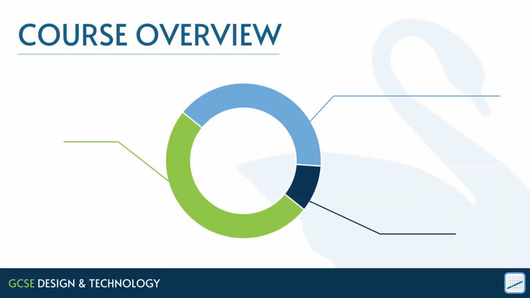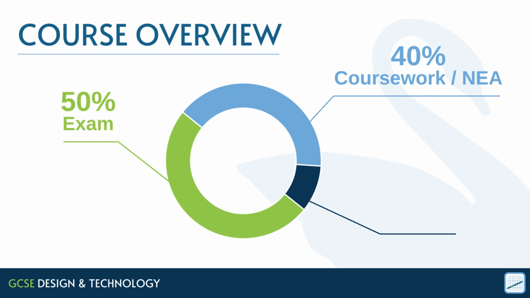Okay, so what's the course overview then? Well, it is a 50% exam at the end of Year 11. It is also 40% coursework, NEA, non-examined assessment, which means it's not a written exam, it's coursework. And 10% of that is practical.